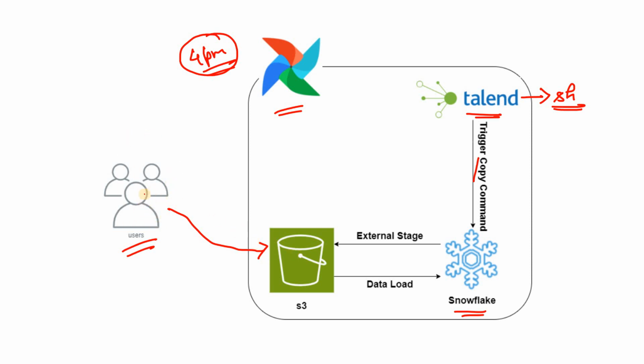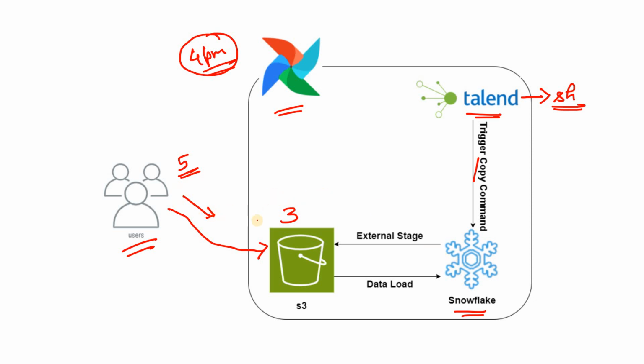Now suppose one particular user has to load 5 files, and at 4 p.m. Airflow has triggered this job, and maybe at that time the user has uploaded only 3 files in S3. So what will happen that time? Only those 3 files will be ingested from S3 to Snowflake. That is, complete ingestion is not happening, because 2 more files the user is still trying to upload. Before that, the time became 4 p.m. and the Airflow job executed.